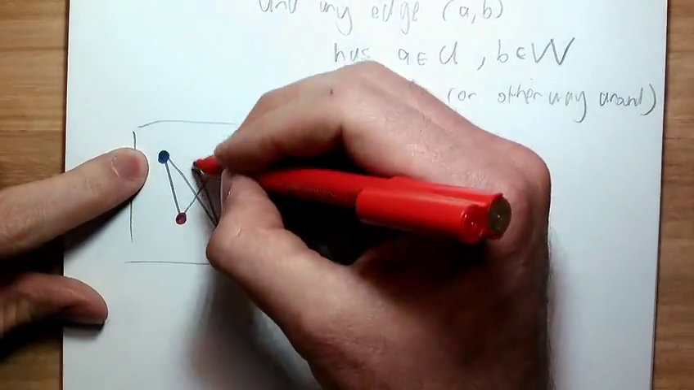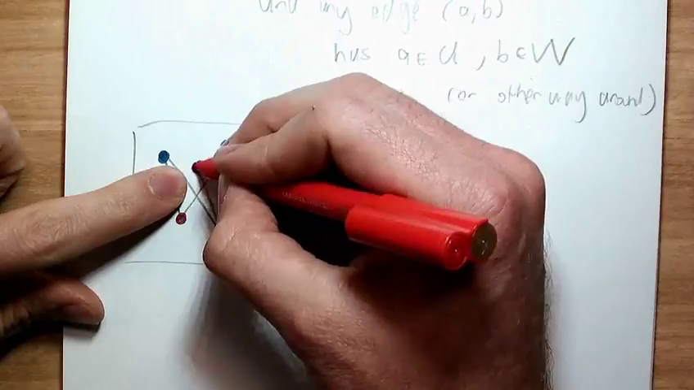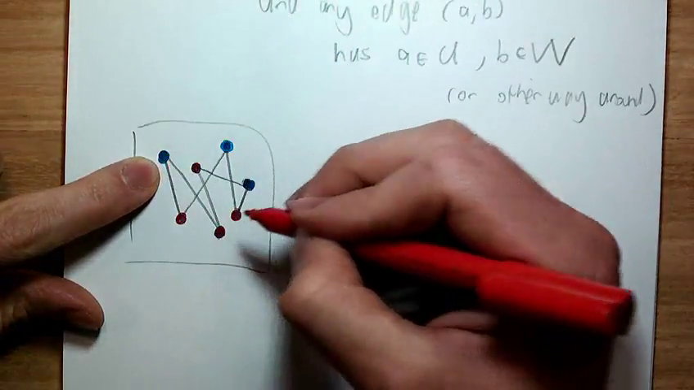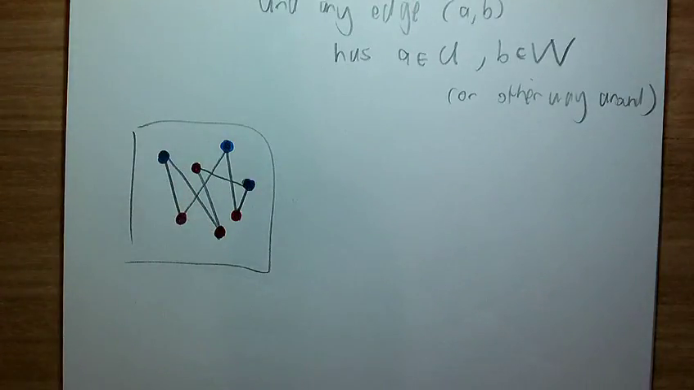These two have to be connected. This is connected to that, so this must be in the opposite part to the blue bit. This is connected to that, that's in the opposite part. Damn, these two are connected and they're in the same part. So this is not a bipartite graph.